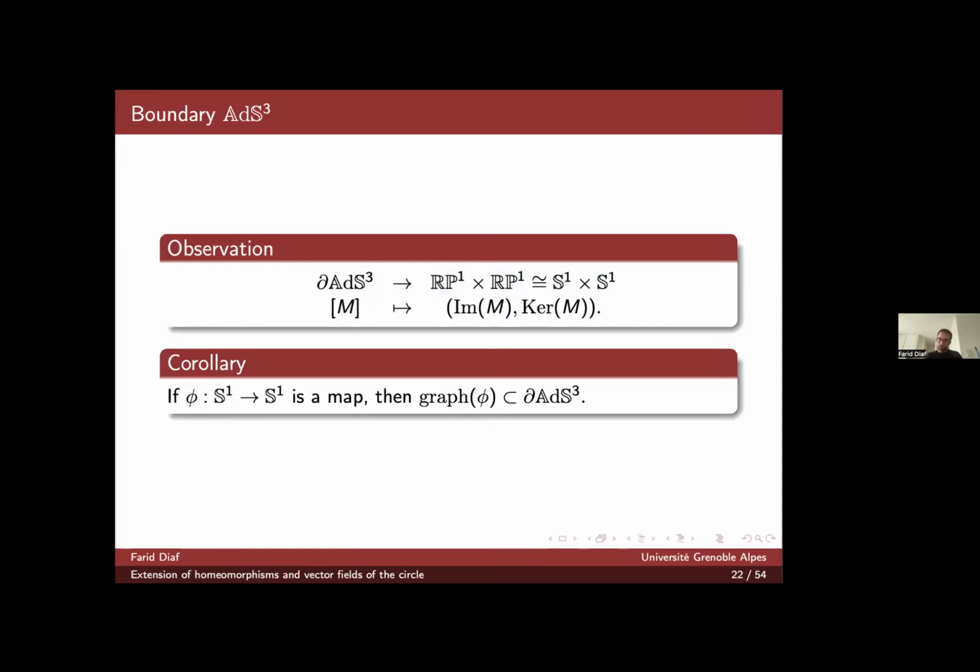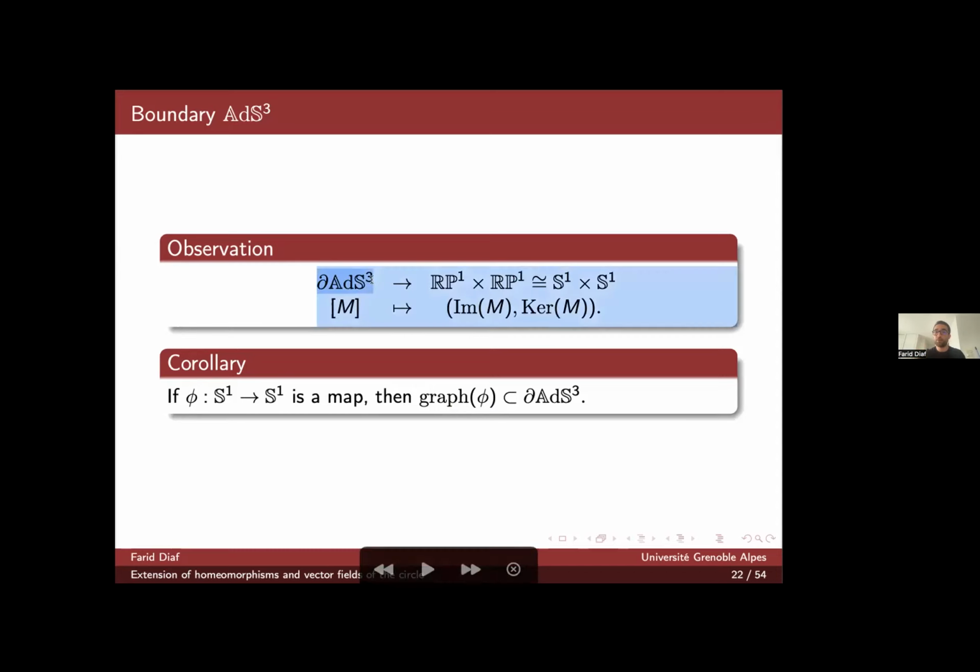So maybe one can tell the PSL(2,R) is just a solid torus, in fact, topologically, and the boundary of the solid torus is S1 cross S1, a torus. But this identification is nice in the sense that it is invariant, sorry, equivariant, by the isometry group.